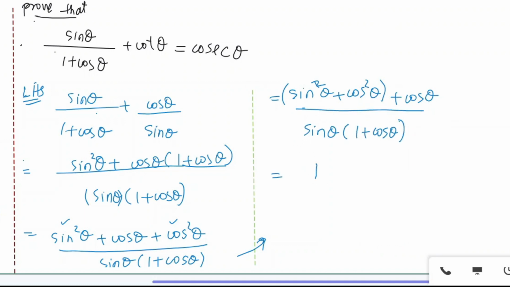And here it will be 1 plus cos theta, and the denominator sine theta times 1 plus cos theta. The 1 plus cos theta is the same, so it can be cancelled out, and you are left with 1 over sine theta, which is actually cosecant theta.